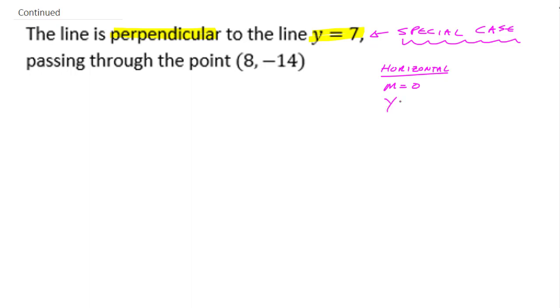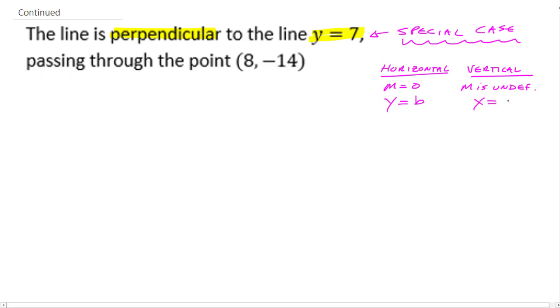And how do you write the equation? y equals b. What about vertical lines? All vertical lines have slopes that are undefined. I'm just going to write undef for now, and x equals a. Well, we have just a y here, which means what we have right now, y equals 7, is a horizontal line.